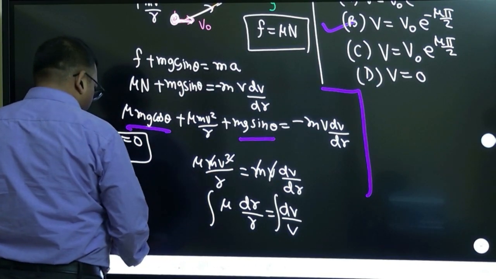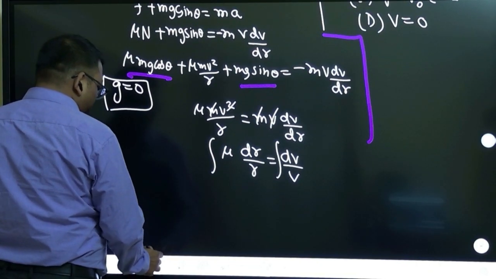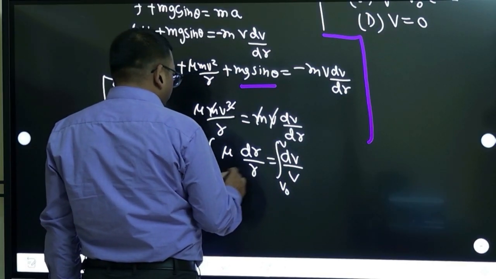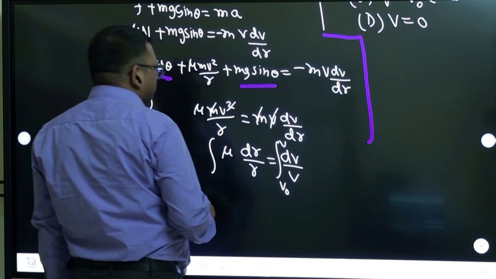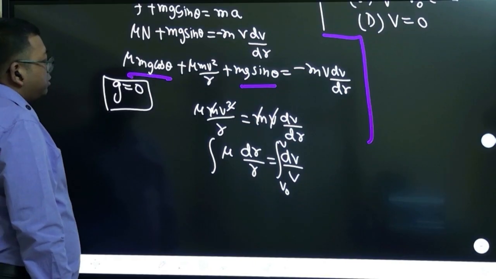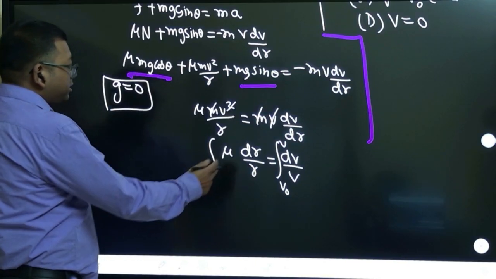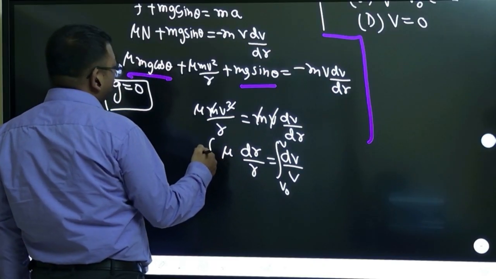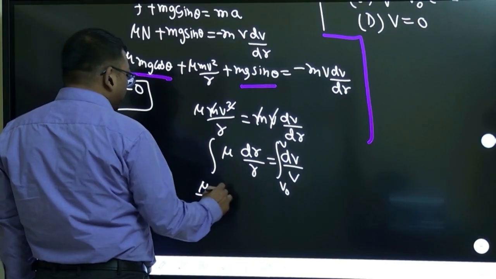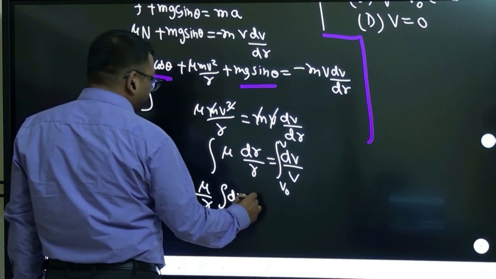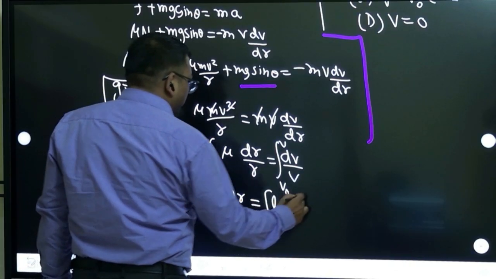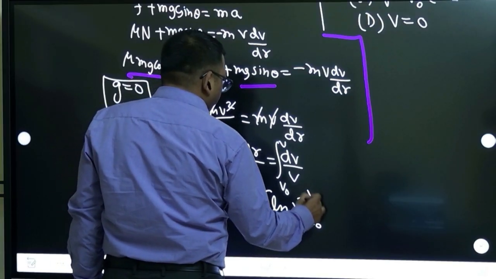Suppose I integrate it. Initial velocity is v naught, final velocity is v. Radius is constant, so what is this dr? I think mu by r you have to take. Dr is the integration of the path length, which is nothing but distance moved. This will become ln v, and v goes from v naught to v.